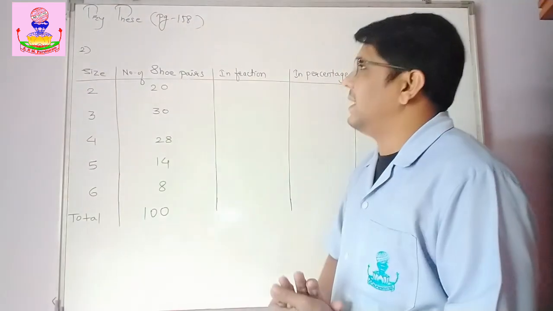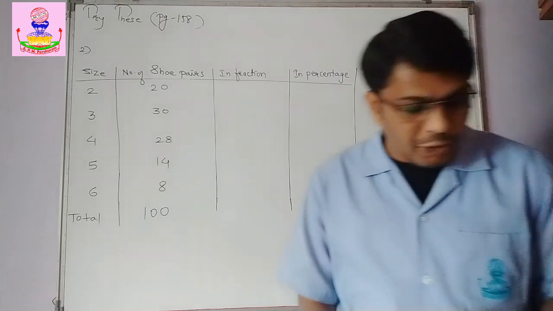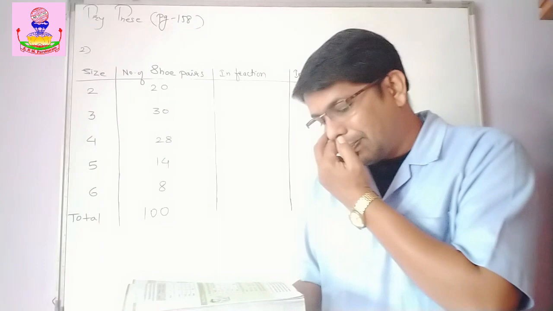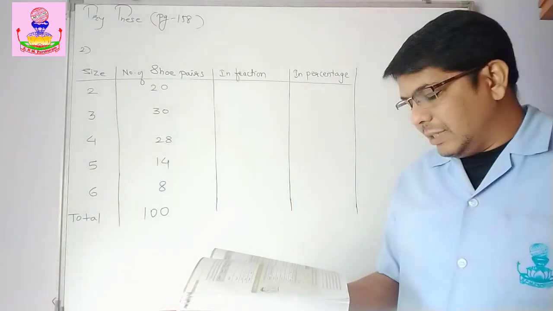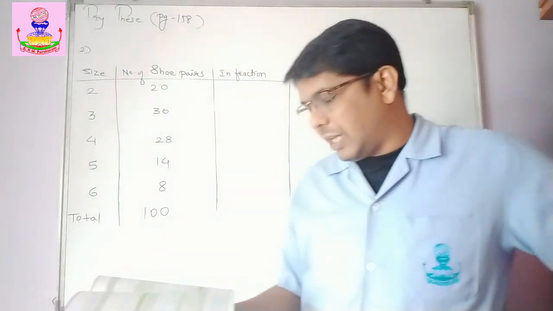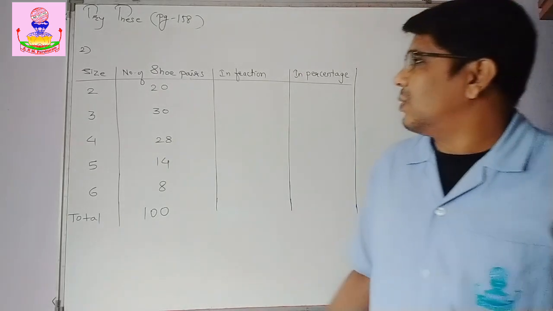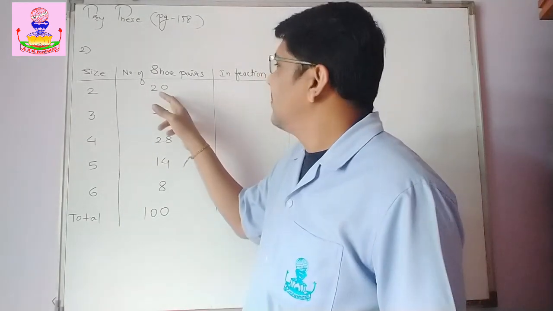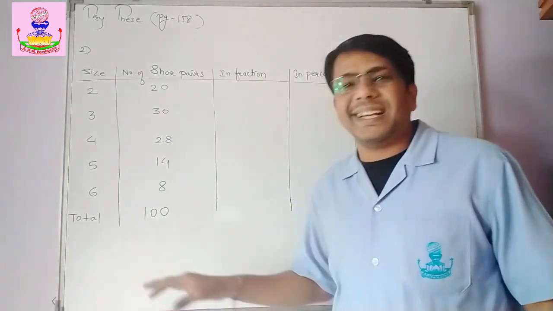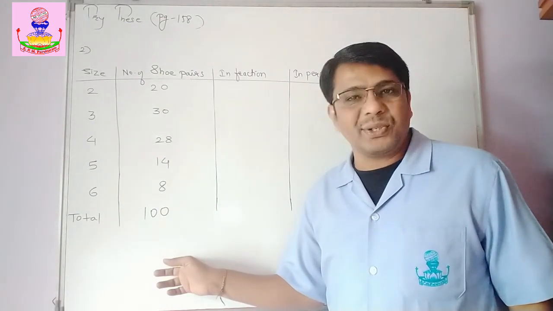Now let's see the second example. A shop has the following number of shoe pairs of different sizes. The sizes I have written, and you have to write this information in tabular form as done earlier and find the percentage of each shoe size available in the shop. Here you can see there are 20 shoe pairs whose size is 2. In total, how many shoe pairs are there? 100. If you do this addition, there are 100. You have to do that total.